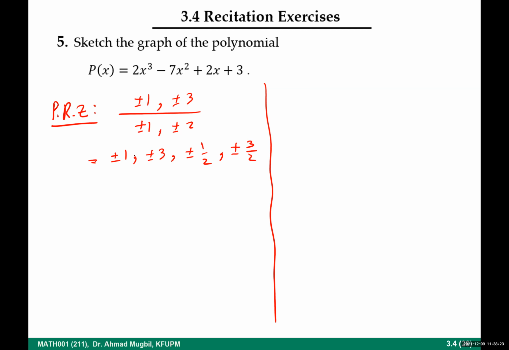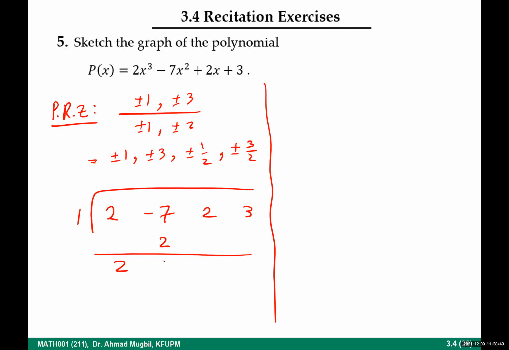One is clearly working. Just look at it mentally. You have there 4 plus 3, 7, 7 minus 7, 0. So 1 works, and you need only one rational zero. You can factor it, it's of degree 3. So what you will do, you will write 2, -7, 2, 3. Be careful about ordering them in the right way and writing the missing terms. So divide by 1, you will get 2, then -5, then -3, and 0. You can now think about the other zeros, but no need.